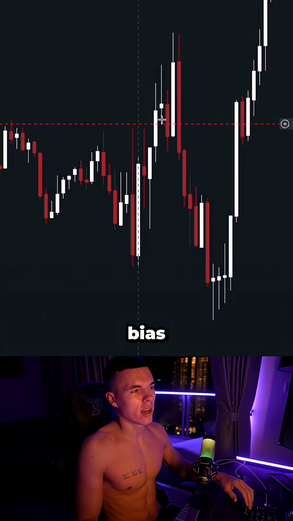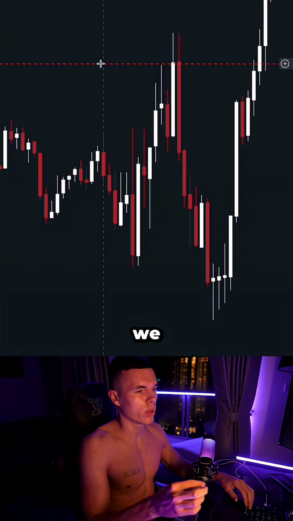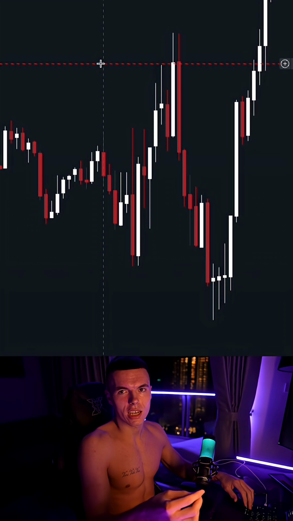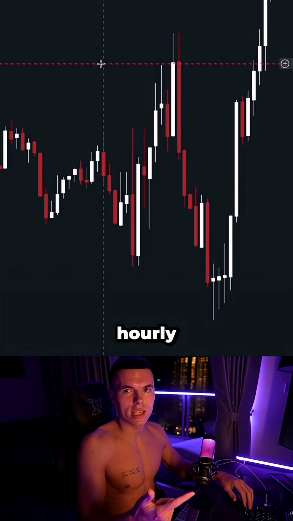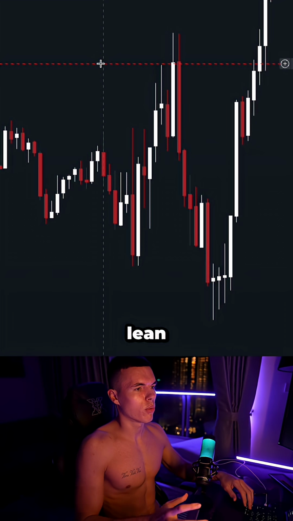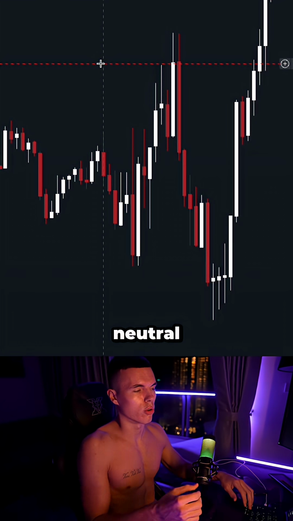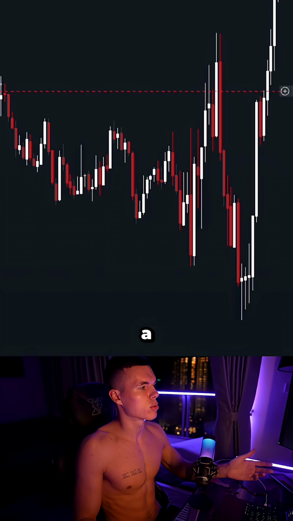The overall bias as of this point using imbalances: on the daily time frame we get an overall result to either be bearish, bullish or neutral. Same goes for the 4 hour, the hourly, the 15 and the 5, and from those 5 results we're either going to lean towards bullish, bearish or neutral. In this case we were actually leaning towards a bearish bias overall with a sweep of buy side.